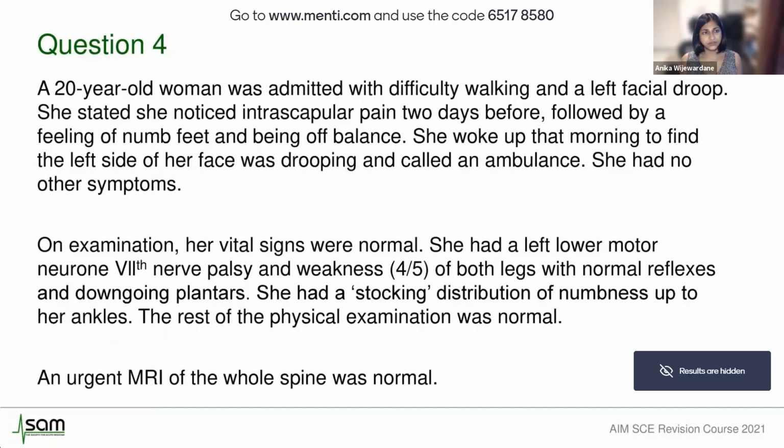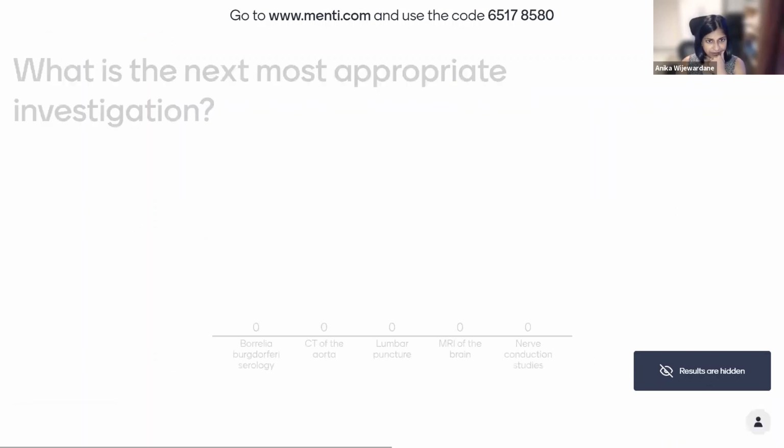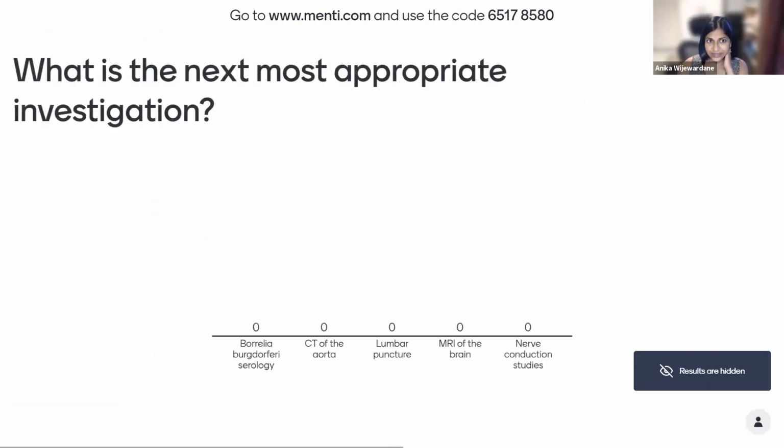Okay, so just moving on, a young lady with some interscapular pain, and then on examination, she's got this sort of peripheral symmetrical motor sensory loss with no evidence of cord compression, for example, on her MRI spine. And the question is, what's the next most appropriate investigation?